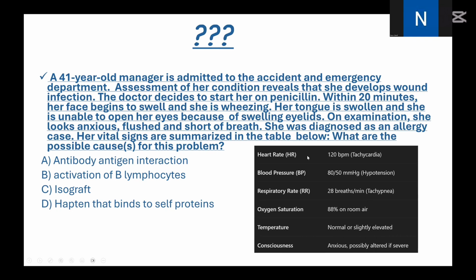Her vital signs are summarized here in the table. This is not the exact one, but it's similar. We can notice that her blood pressure has dropped, hypotension, tachypnea, tachycardia as well. Her body is reacting, like an allergic reaction. So in this case, the answer would be hapten that binds to self-proteins, because in this case, it will be immunogenic.